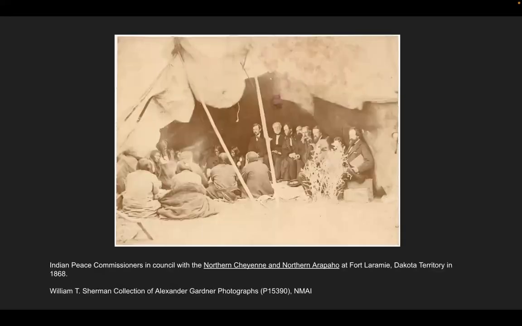The Indian Peace Commissioners in Council, this was also taken by Gardner, and it was at Fort Laramie in the Dakota Territory in 1868. You see the American delegates as well as the American Indian delegates talking, meeting, trying to make some sort of peaceful resolution to what would become the states moving across the country.